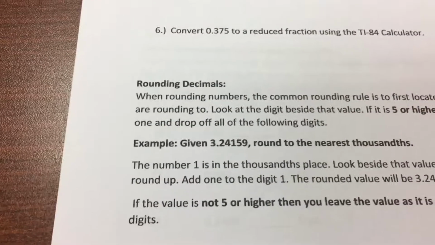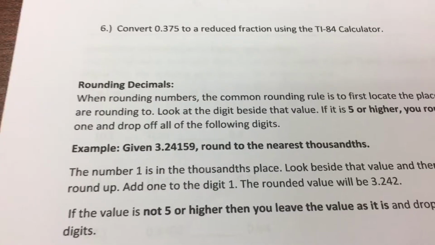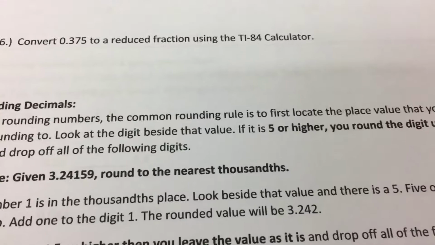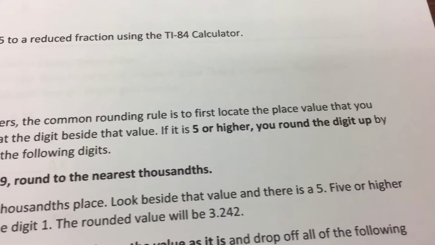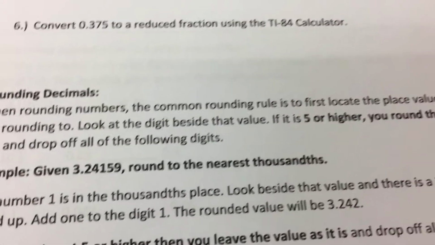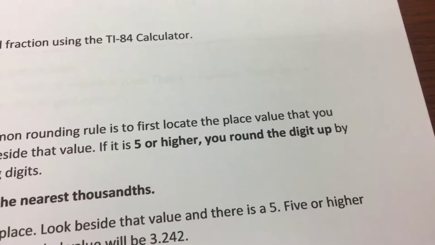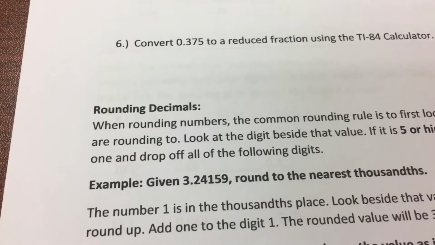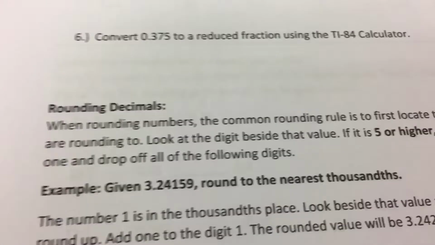Now, rounding decimals. Notice it says when rounding numbers, the common rounding rule is to first locate the place value that you're rounding to. Look at the digit beside that value. If it is 5 or higher, you round up, okay? If it is not 5 or higher, you do not round up and you just drop off the digits.